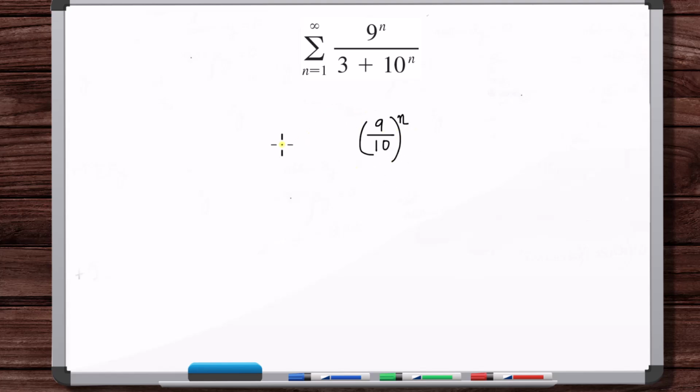Okay, now how does this relate to the original a sub n? Well, this is always less than this because we always have a bigger denominator. Okay, this is convergent, and this is always greater than this, so that means this is convergent.